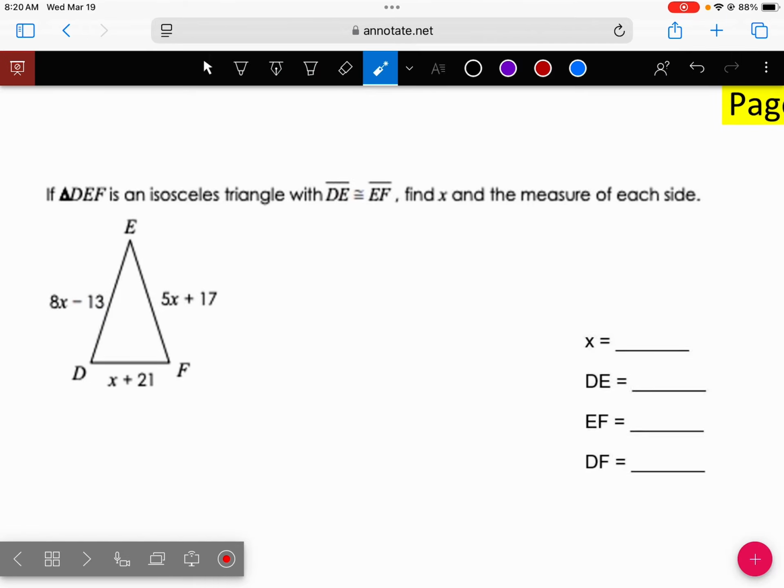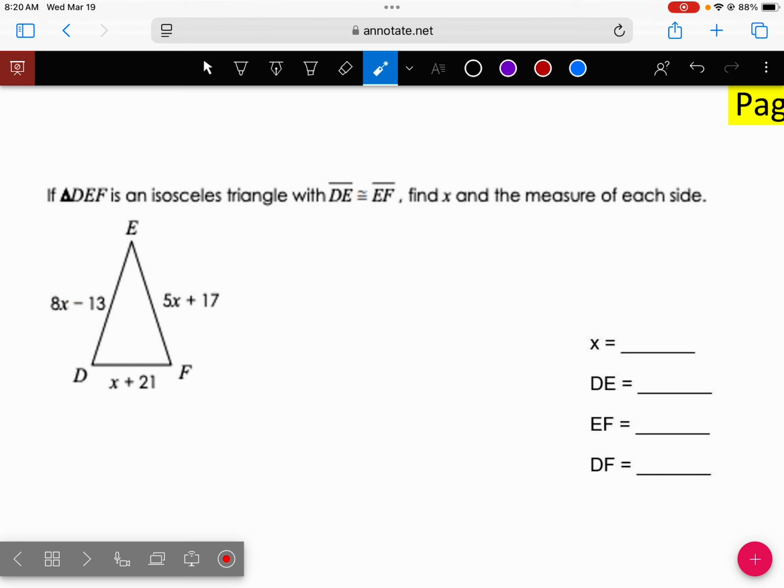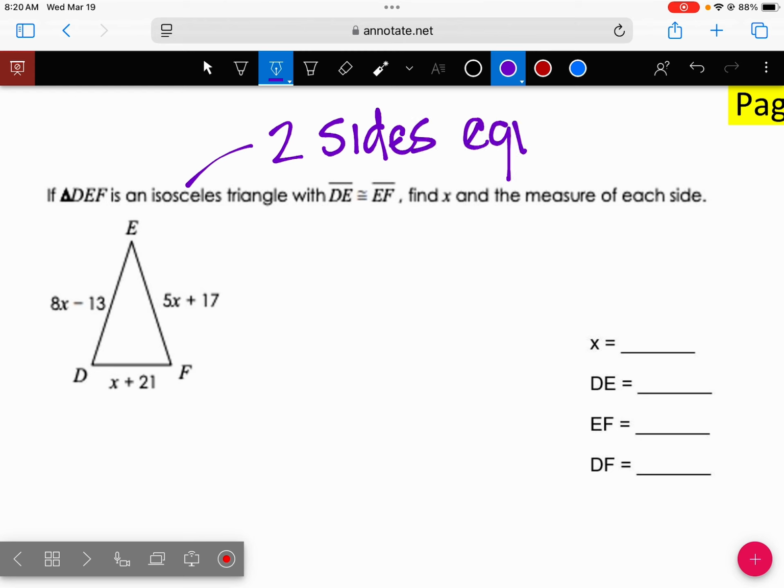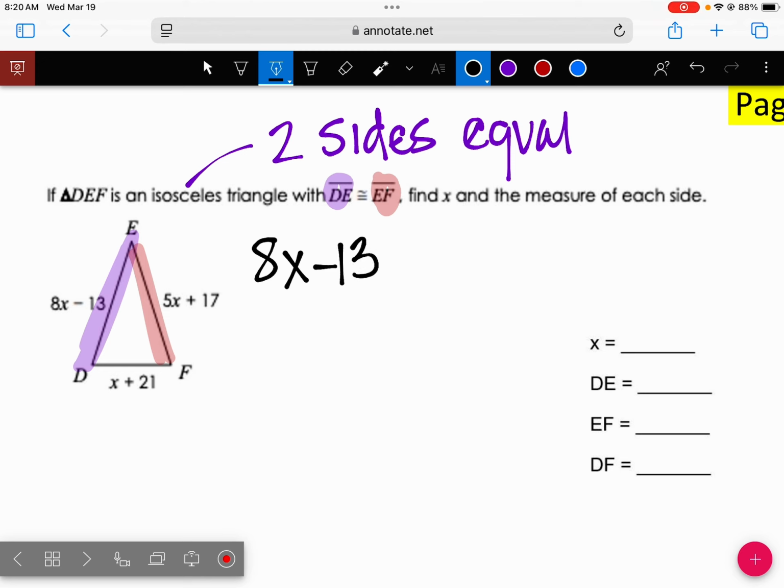So now let's talk about isosceles. For an isosceles triangle, only two sides are equal. So it's telling us that DE, so this is DE, is equal to EF. So we're going to set those two sides that you see highlighted, set them equal to each other. So go ahead and take 8x minus 13, set that equal to 5x plus 17. Let's go ahead and solve that for x.